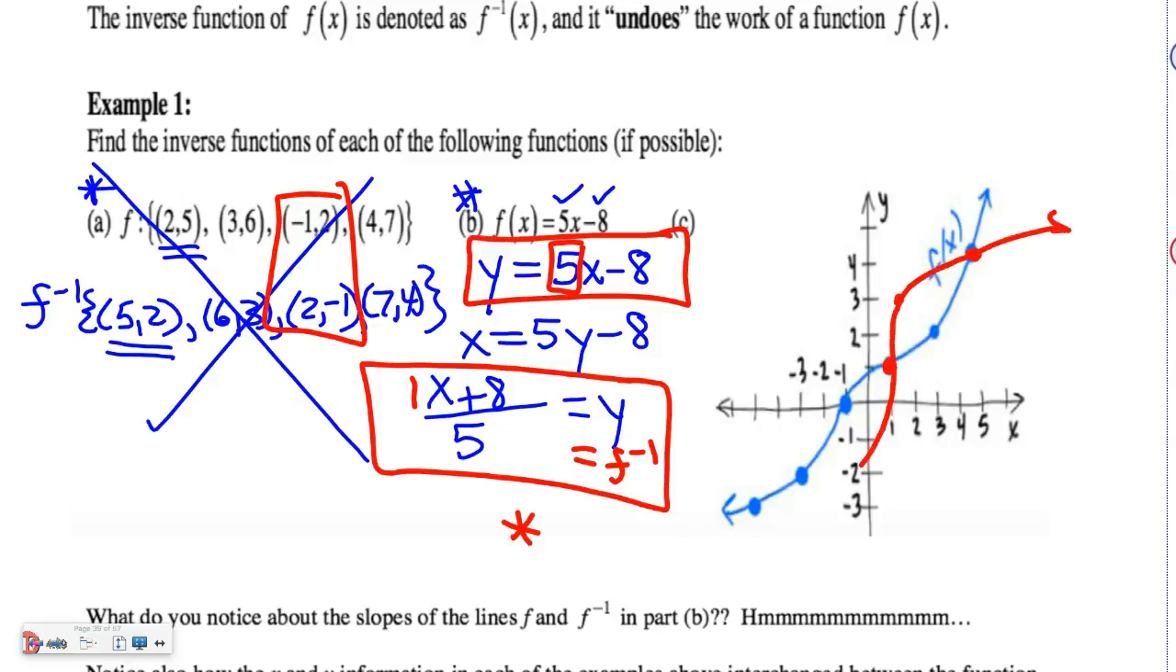But basically, the inverse function reflects over this line. Oh, that's a really bad graph. I apologize, but I don't want to erase it. What line do inverse functions reflect over?